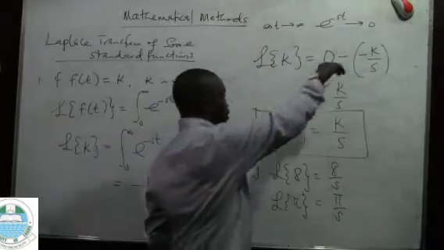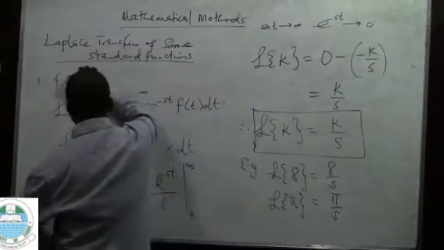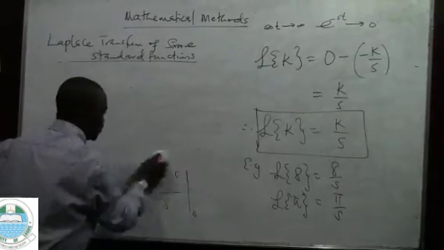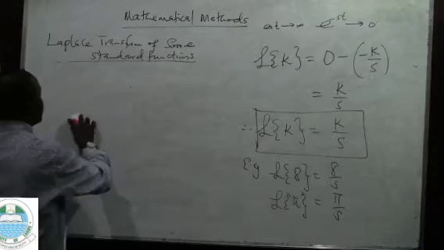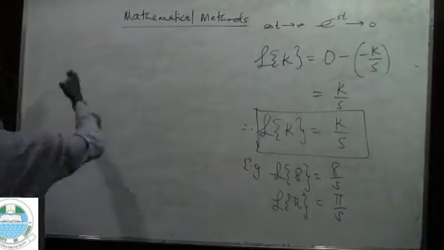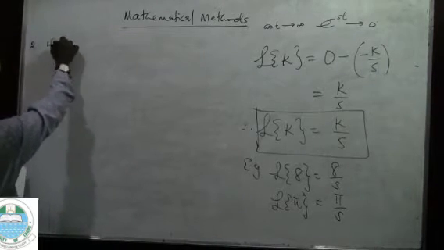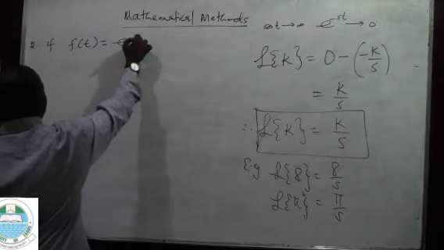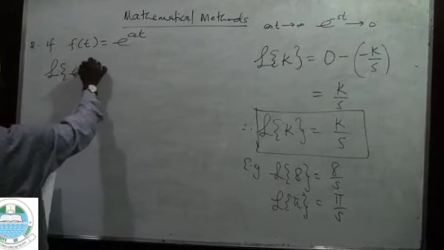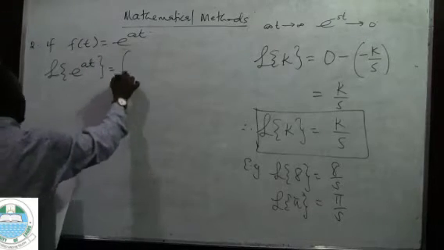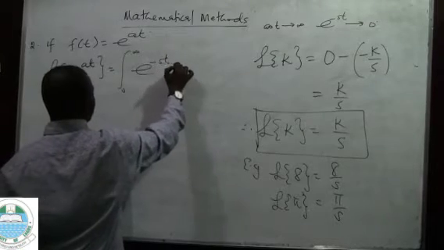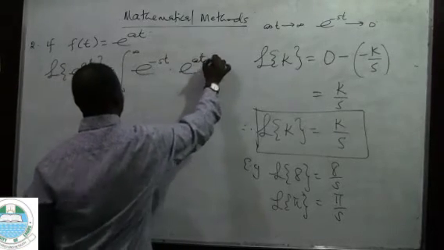Let us take the Laplace transform of another function. Suppose our f of t is exponential at. How will the Laplace transform look like? If f of t equals exponential at, the Laplace transform of exponential at by definition is the integral from 0 to infinity of exponential minus st multiplied by exponential at dt.